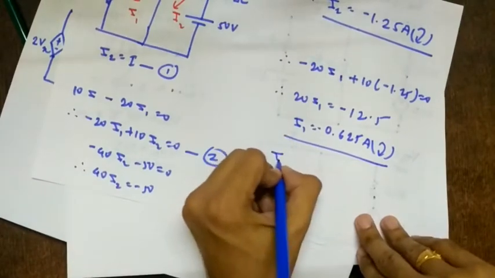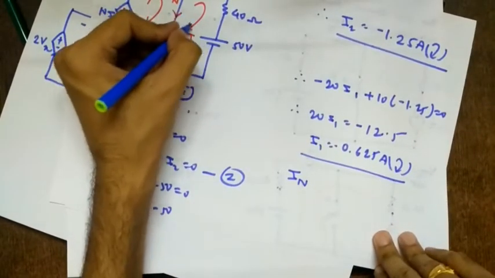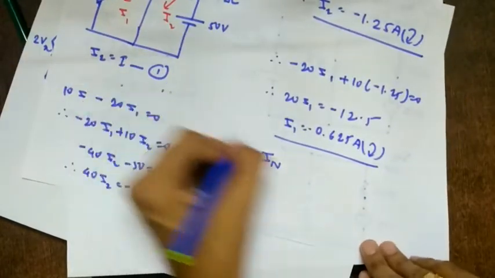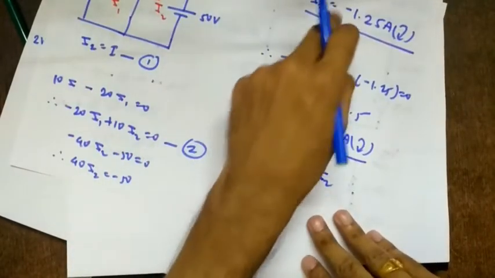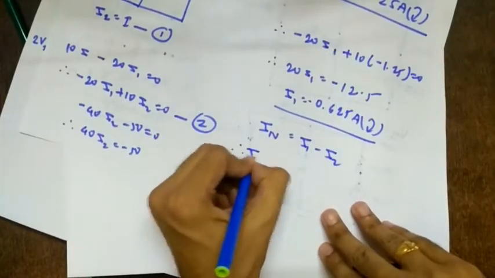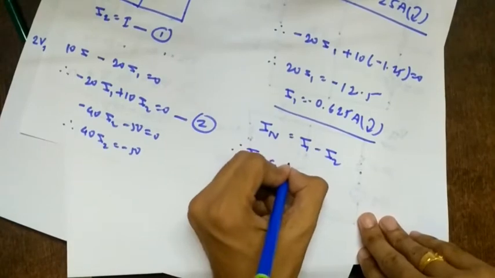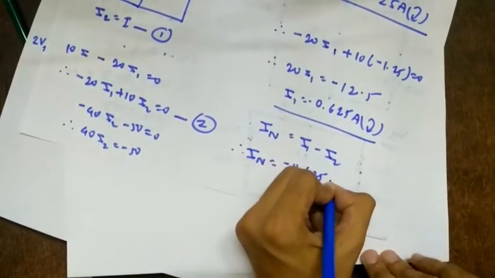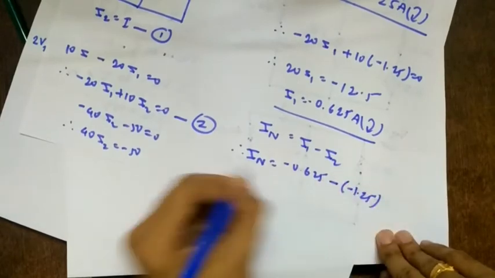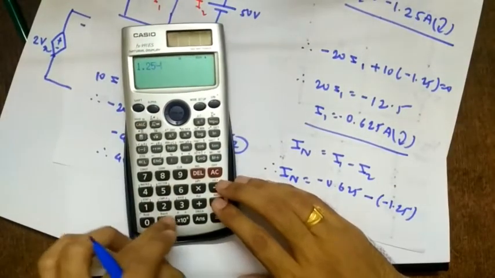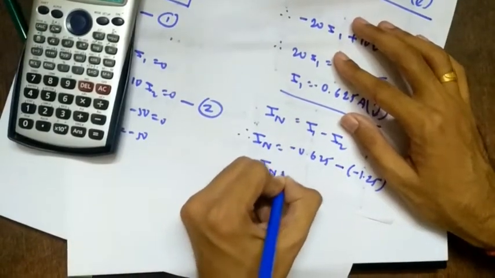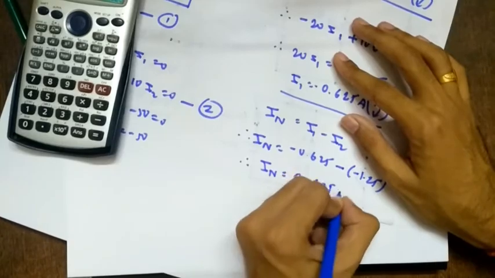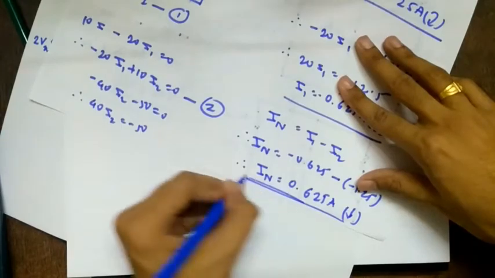So what will IN be? I1 and I2 are in the same direction, so IN is I1 minus I2, considering both are clockwise. So both we should take as negative only. So therefore IN equals minus 0.625 minus of minus 1.25. So 1.25 minus 0.625, so 0.625. So therefore IN equals 0.625 amperes in the downward direction. IN is downwards. Right? So what will be RTH?